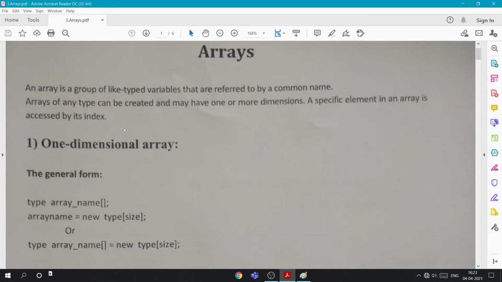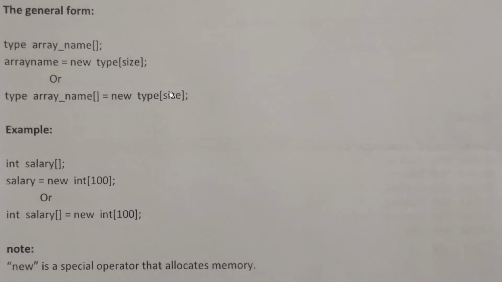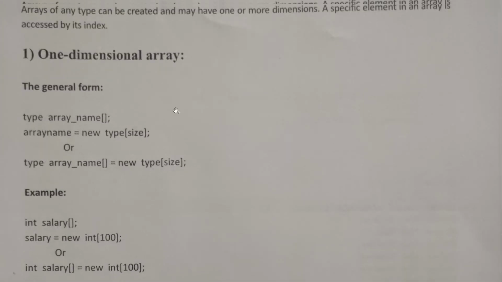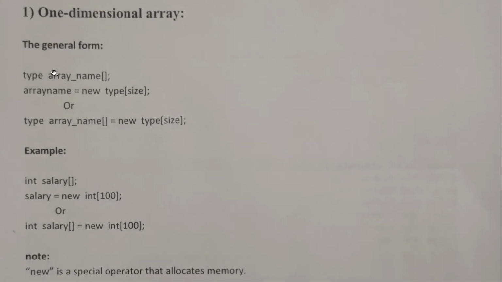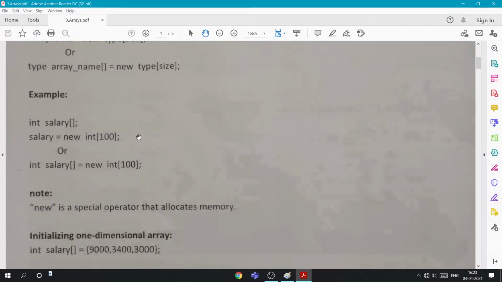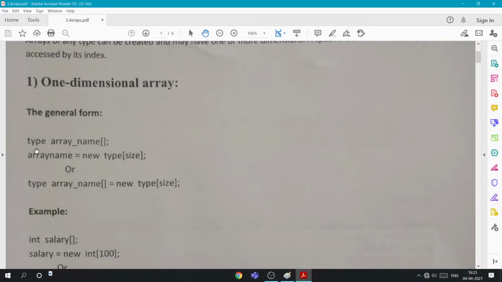So let us simply come from the beginning. One-dimensional array. The general form of a one-dimensional array is like this: type, whether it is an integer array, string array, or double array. We need to specify the type, then the array name, whatever we want to name that array, then square brackets. Along with that, we need to write array name equals new type.